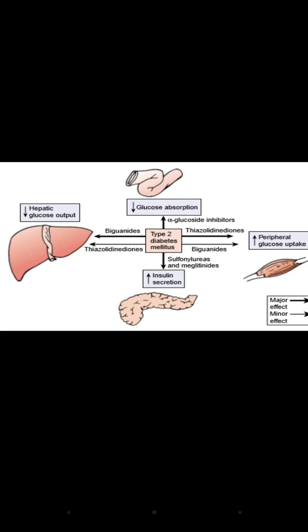Then thiazolidinediones, they will increase the peripheral glucose uptake from the muscle cells and the fat cells, right? Then alpha glucosidase inhibitors, they will decrease the glucose absorption from the small intestine. Then sulfonylureas and the meglitinides, they will increase the insulin secretion from the pancreas. So this is the mechanism of all the drugs. The first line drug for diabetes mellitus is metformin, which is a biguanide.